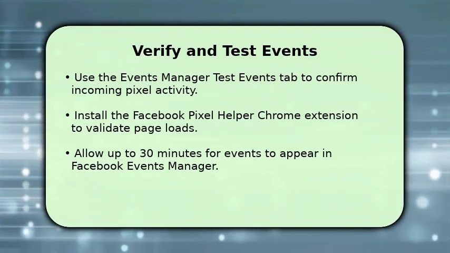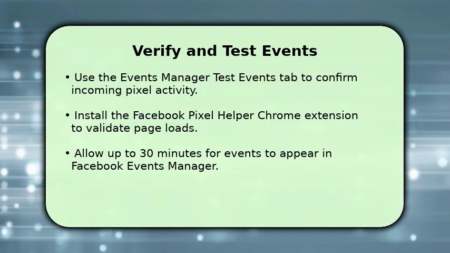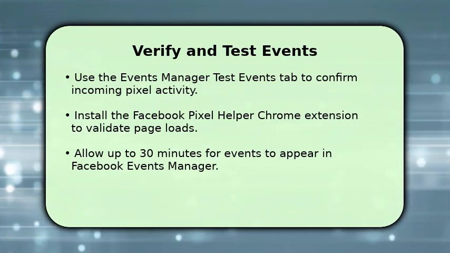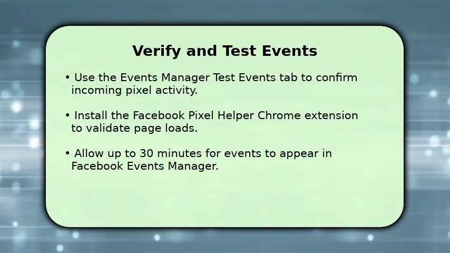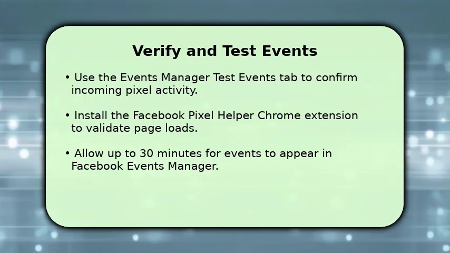Trigger forms or button clicks that you expect to track and watch test events populate. If events do not appear, clear cache, confirm the pixel ID, and wait up to 30 minutes for Facebook processing.